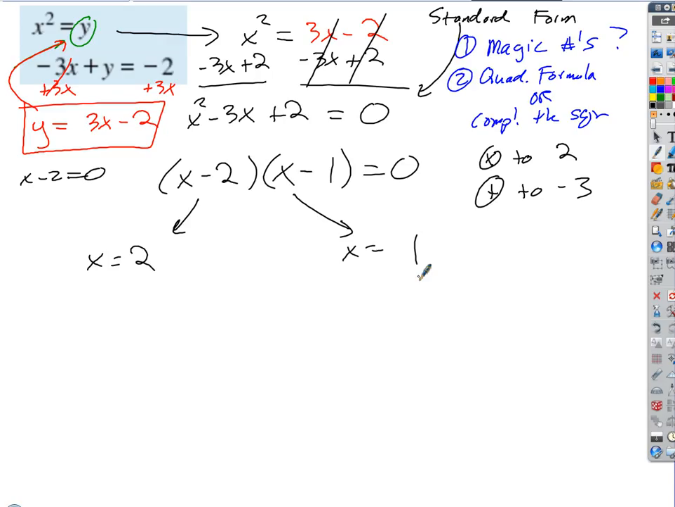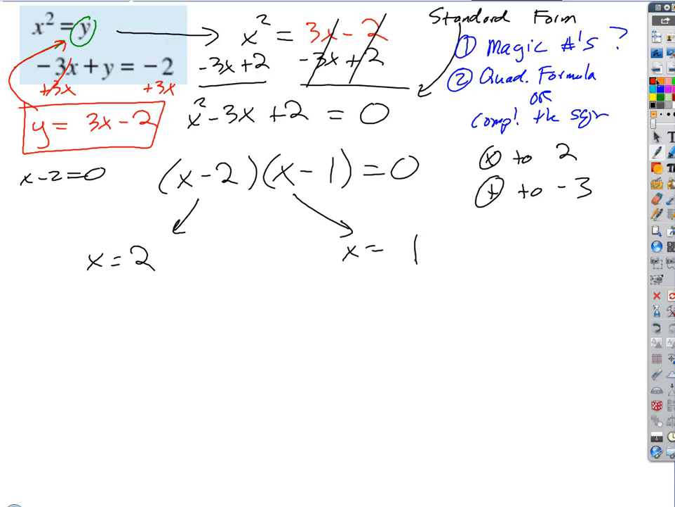Okay, now let's remind ourselves why that works. If x equals 2 and I plug it back in, I'm going to get 2 minus 2 is 0 times, who cares? 0 times anything is 0. If x equals 1, I'm going to get 1 minus 2 is negative 1 times 0 is 0. So those are the values of x that are going to solve that quadratic equation, right? But remember, we're looking for ordered pairs, not just x's. We need to know the y values that go with those x values.